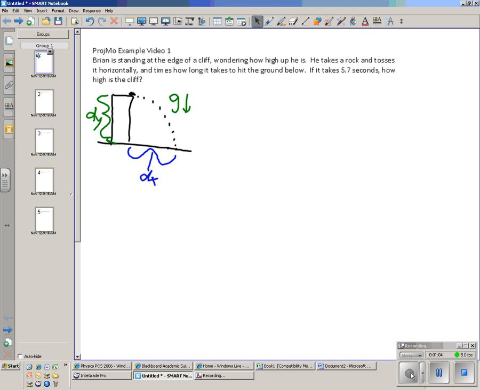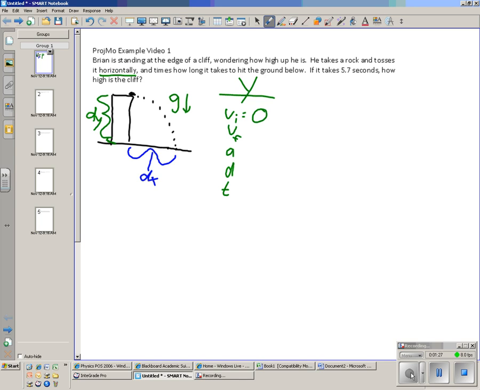We need to next list out our information. So we are going to focus on the y-axis here. Initial velocity, final velocity, acceleration, displacement, and time. It doesn't say anything about him throwing it up or downwards. In fact, it specifically says horizontally. So that means the initial velocity on the y is going to be 0.